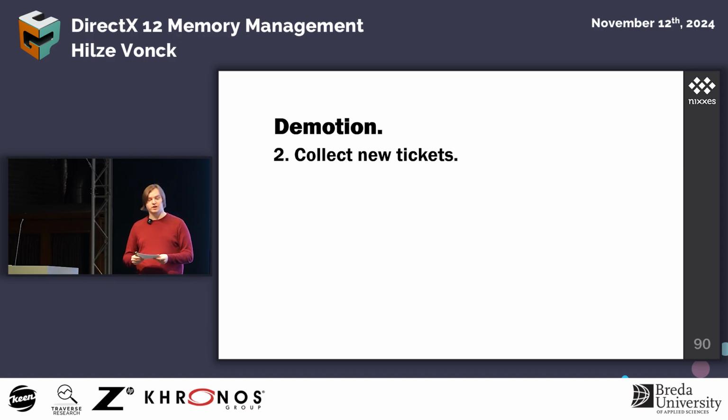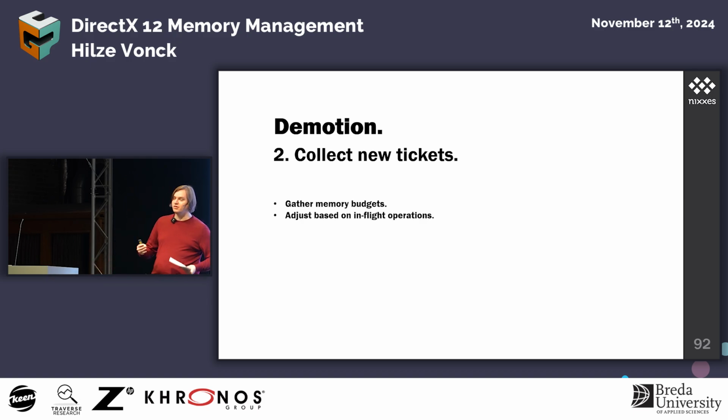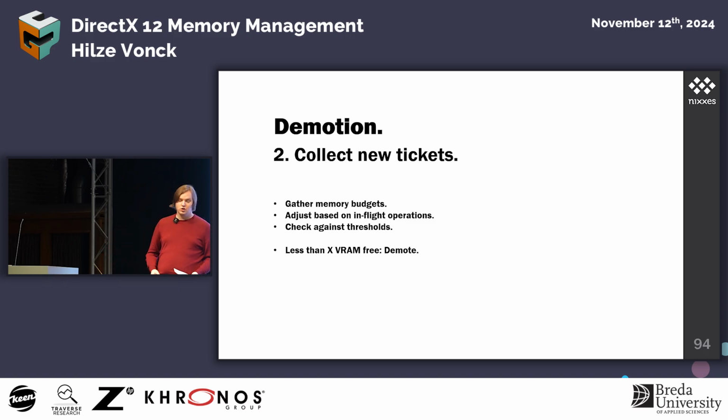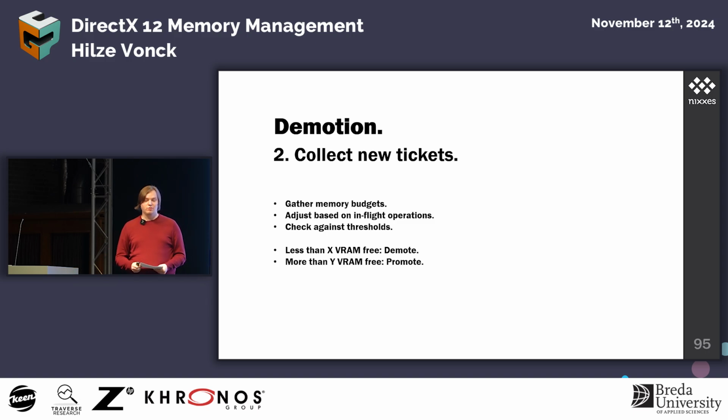2. Collecting new tickets. Well, the first thing that we have to do is figure out if we actually need to collect new tickets. To do this, we gather the budgets, adjust them based on in-flight operations, and then check against some thresholds that we have in place. Once we go over a certain threshold, we start to demote resources again until we get to a third defined threshold. And once we have more than a certain amount of video memory free, we start to promote resources again.